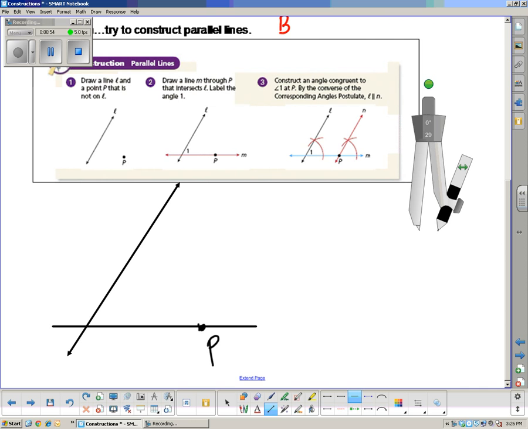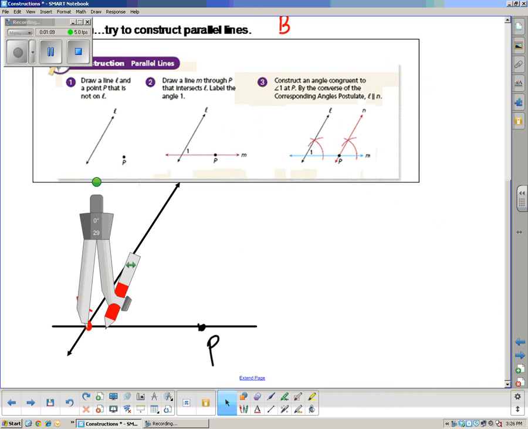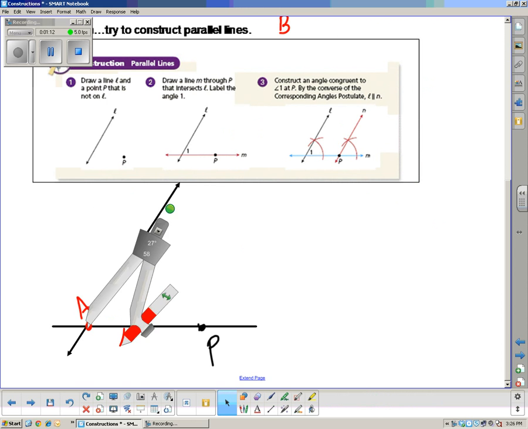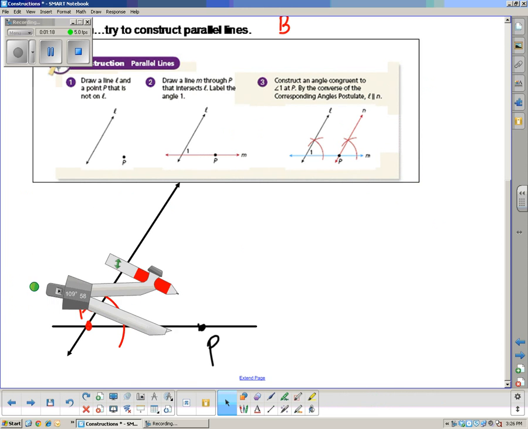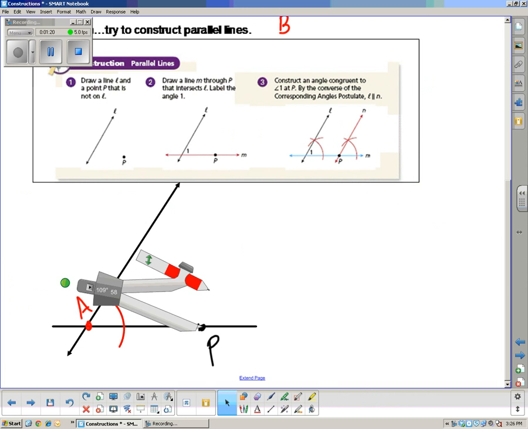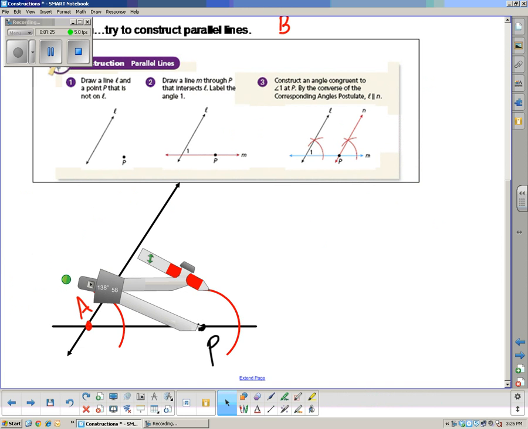So essentially what we need to do now is take this angle, whose vertex I'll call A over here, and copy that angle to P. So we're basically going right back to copying an angle, where I'm going to put the point of the compass on A and draw an arc through the interior of that angle. Then I'll bring the same span over to point P and construct the same arc over here.